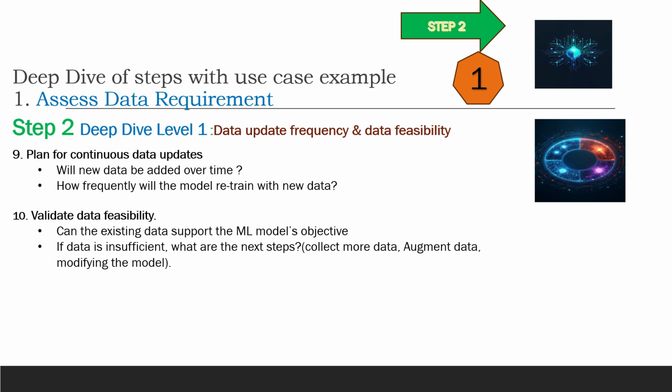If data is insufficient, what are the next steps? So basically, are you going to collect more data? Are you going to generate synthetic data? Last time I discussed synthetic data generation. That is also an approach. What are the approaches? Is it something that you have to say no to? Because nothing can happen, so you cannot deliver that feature.